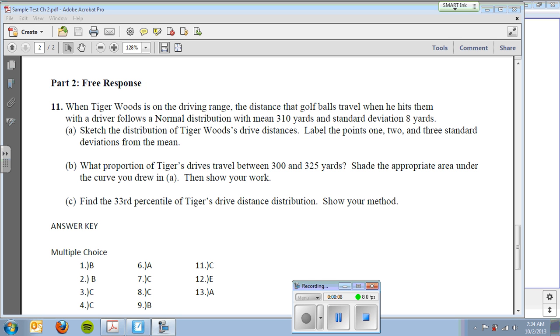So we're talking about Tiger Woods here and the distance he can drive a golf ball. This information is pre-scandal Tiger Woods. It says that his distance follows a normal distribution with a mean of 310 yards and a standard deviation of 8 yards. Part A says sketch the distribution of his drives and label the points 1, 2, and 3 standard deviations away from the mean.